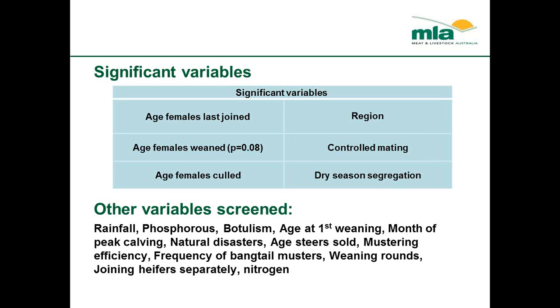The other variables that we did screen are on the bottom of your screen, and include rainfall, phosphorus supplementation during the wet, botulism vaccination, and all those other variables, finishing with nitrogen supplementation during the dry season. I'll talk about phosphorus in a little bit. The botulism factor wasn't significant because only 2 of the properties that we work with weren't vaccinating for botulism, so it was very difficult to get any significance with that sort of data.